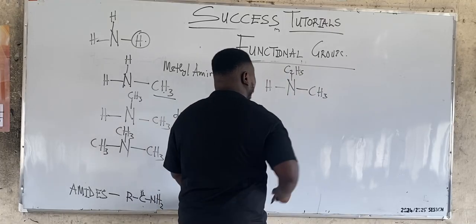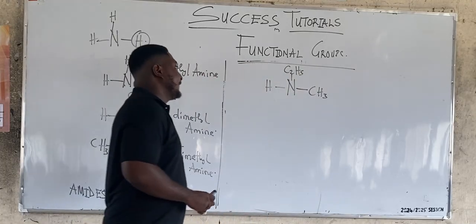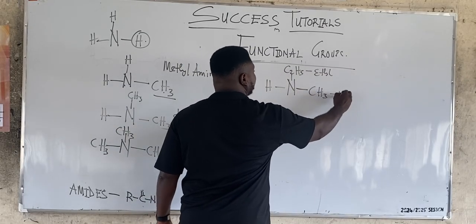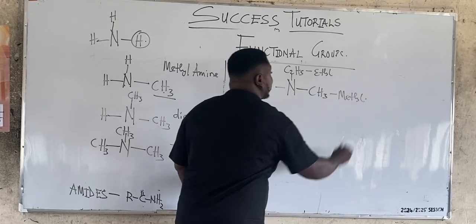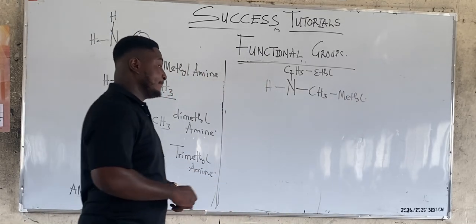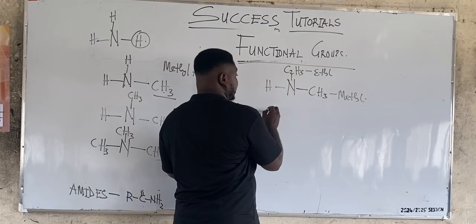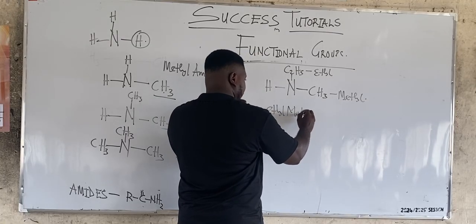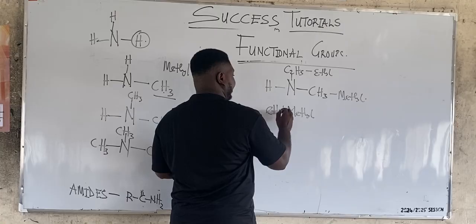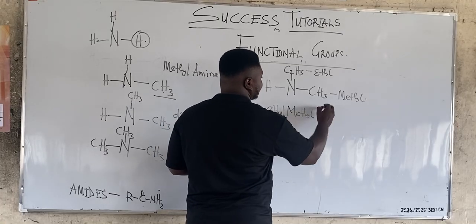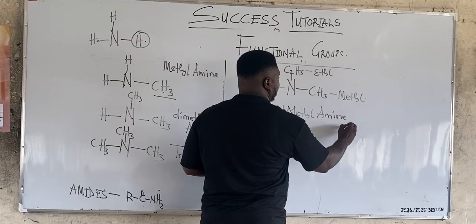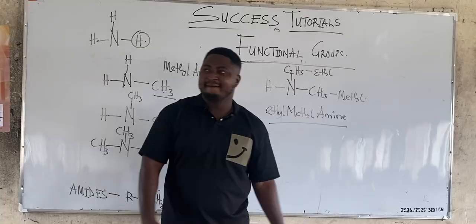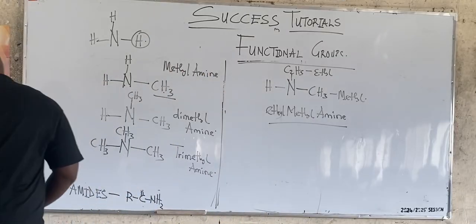Let's start with this secondary amine, right? Class, this is ethyl, right? And this is methyl, right? You now have to consider alphabetical order. So this would be ethyl, E, then ethyl methyl amine. Ethyl, so E comes before M. Ethyl methyl amine.